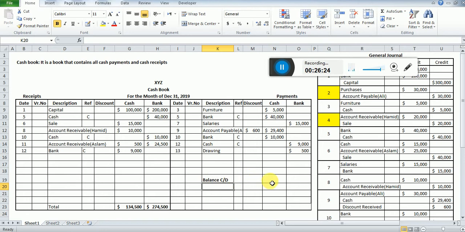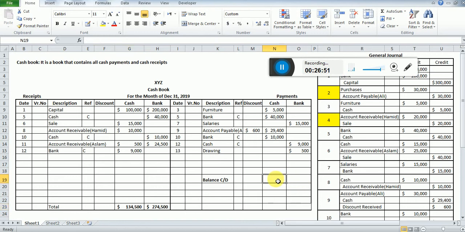So you have to balance it. From this total of the cash, you have to subtract all these values, meaning add these values and subtract them from this, and put the result here next to the balance c/d. And also from this bank total, you have to subtract all these values, and the balance you have to put here next to the balance c/d.